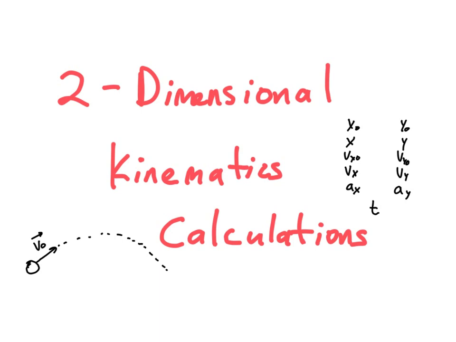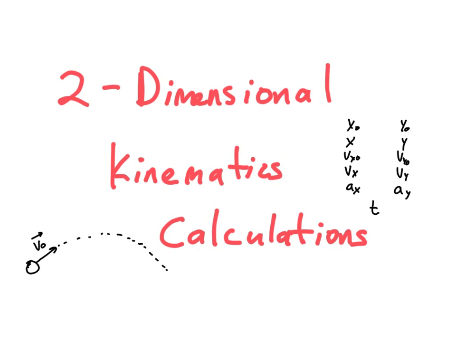The heart of these problems is understanding that what happens in one dimension won't have an effect on the other dimensions. So for example, if we have some object that's accelerating in the y direction, that isn't going to cause a change in velocity in the x direction. Or if it were accelerating in the x, that wouldn't cause any change in velocity in the y direction.